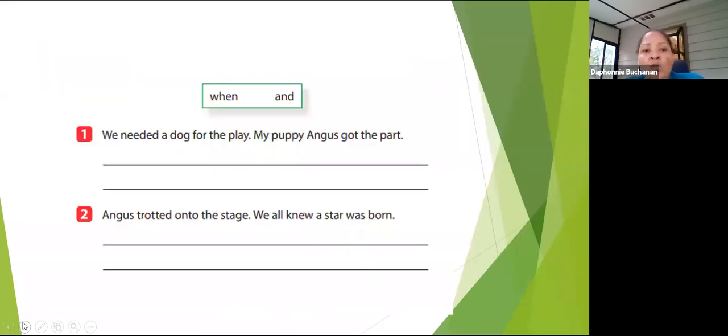So I'm going to just flip through these because these are like practice that you guys can go through. And this is one example. We needed a dog for the play. My puppy Angus got the part. Can somebody tell me what you think they did to that sentence?